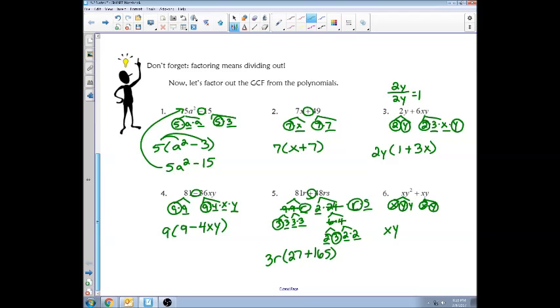So my GCF is xy. What's left over from xy squared is just y. What is left over from xy? Well, I took xy divided by xy. That's going to equal 1. So plus 1. Okay? Let's go ahead and move on to the back.